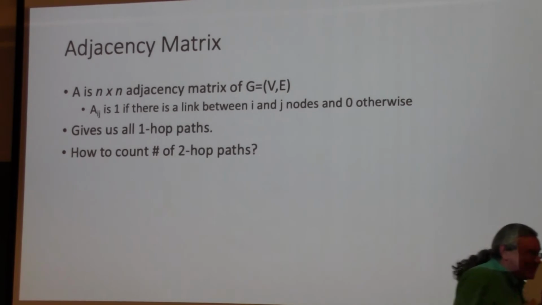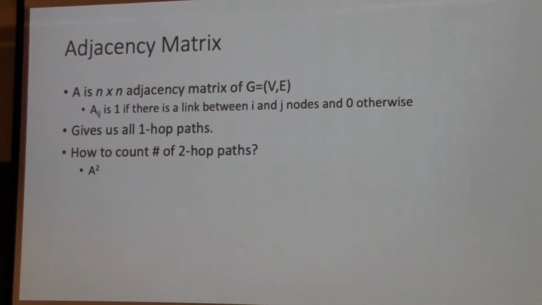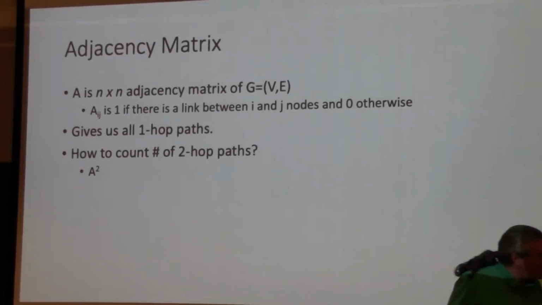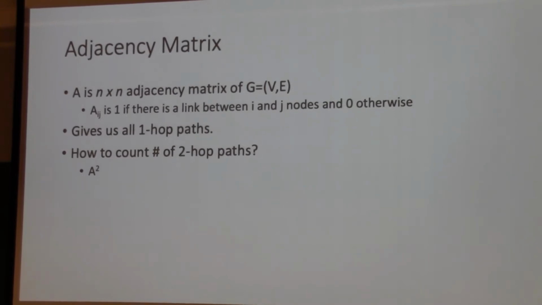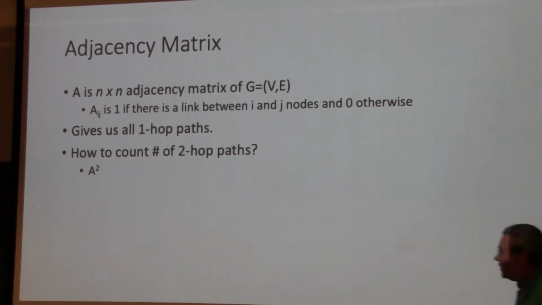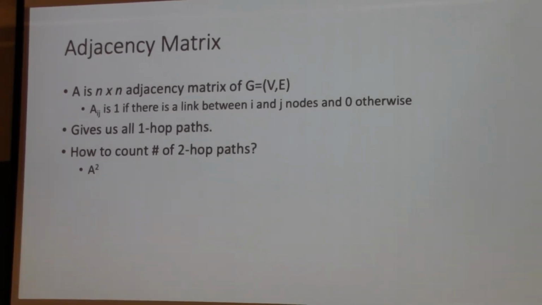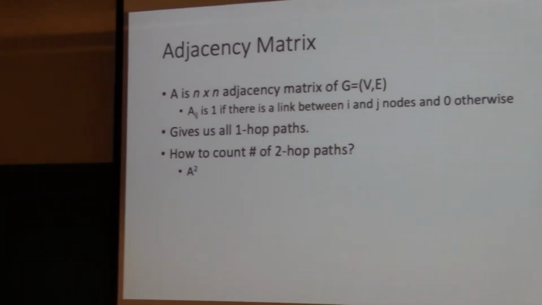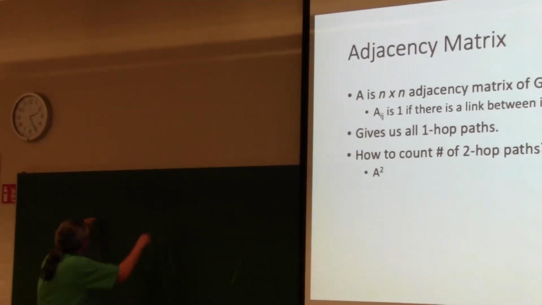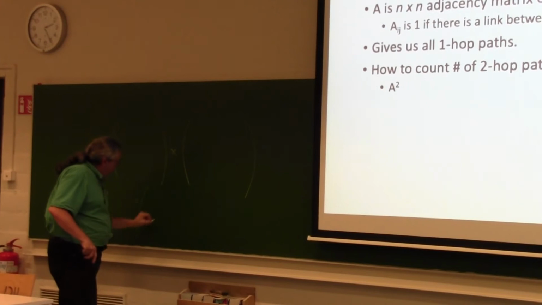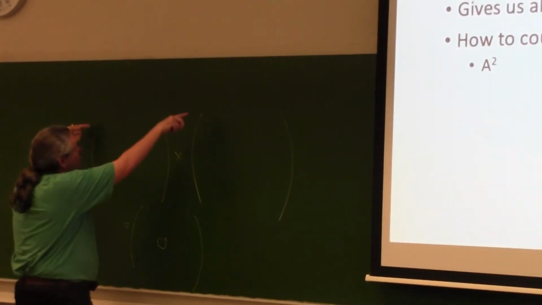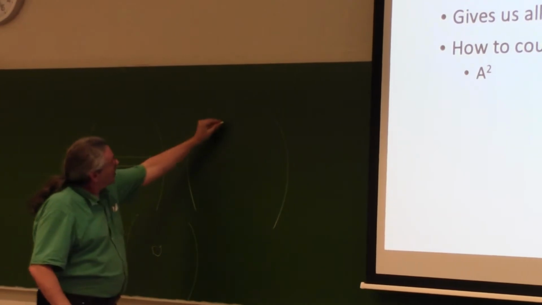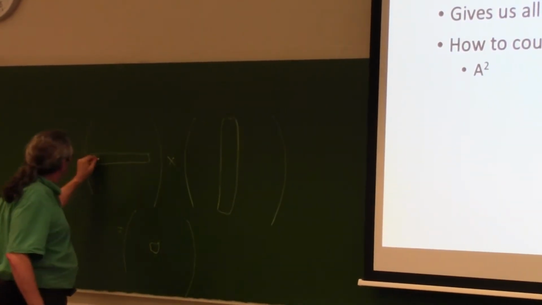With the adjacency matrix, it's actually very easy. We just have to do A squared, A times A. So why does that work? Well, if you look at how matrix multiplication works, you can see it if I make a little diagram here. So A times A. If I want to compute some entry here, I will compute it like this, and here I have 1s and 0s.